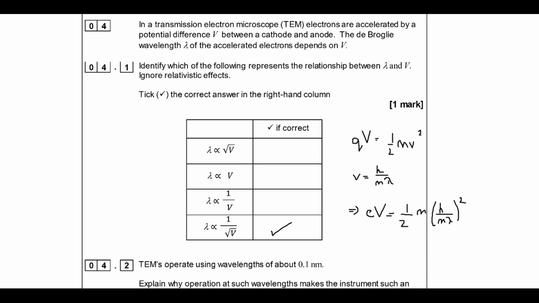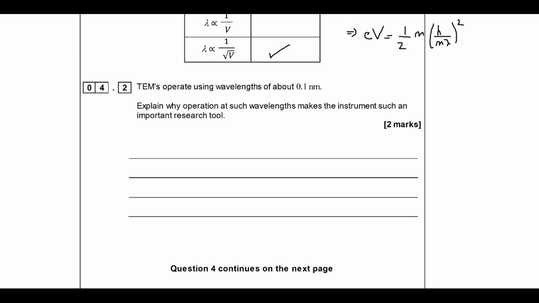Okay, so the TEM operates using wavelengths about 0.1 nanometers. Explain why operations at such wavelengths makes the instrument such an important research tool. Well, this is the sort of size of an atom. 0.1 nanometers is also known as an angstrom. So we're going to get this electron being diffracted by atoms because they're about the same size as this wavelength. So that's really good. And the other thing is that at small wavelengths we get a very high resolution as well. So those are essentially two benefits to having such short wavelengths for it.